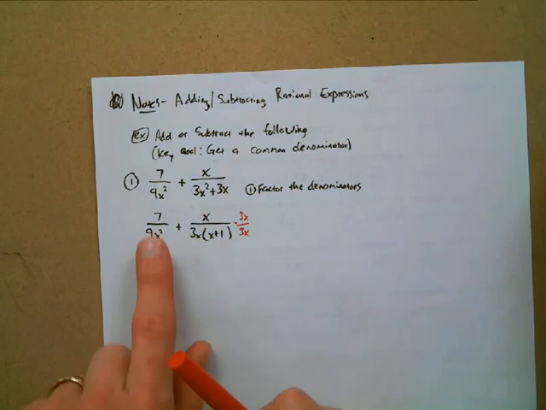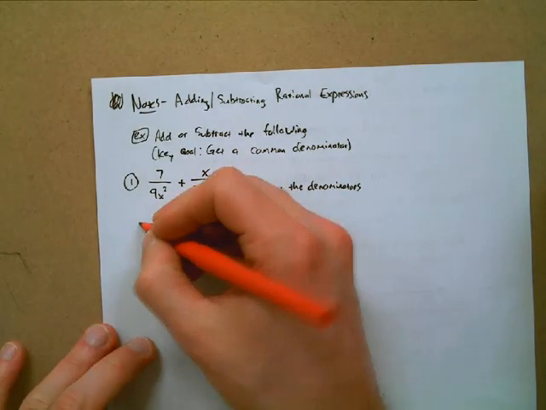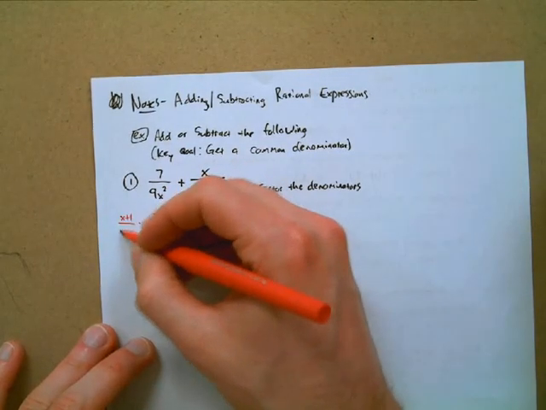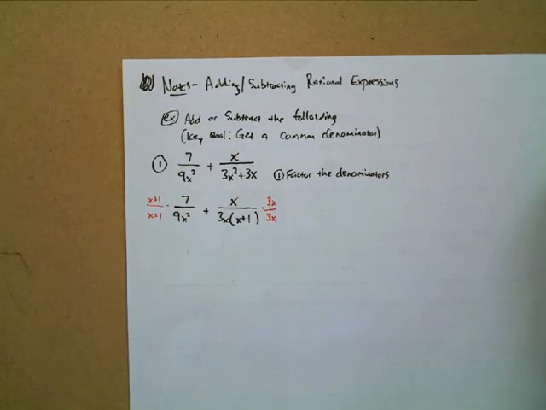What is this denominator missing now? The x plus 1, right? It does not have an x plus 1 in there at all, so we have to multiply by x plus 1 over x plus 1. Okay? So questions on any of that? This is a crucial step right here. All right? Yeah, David?